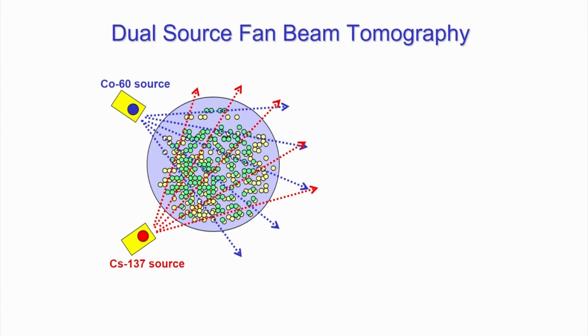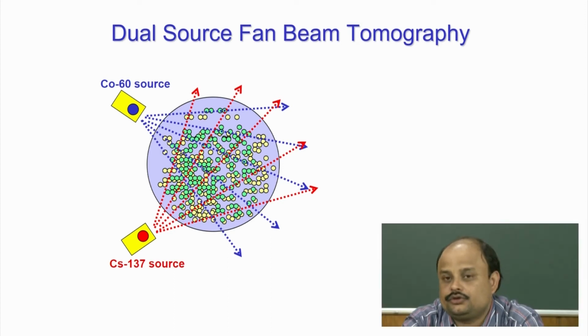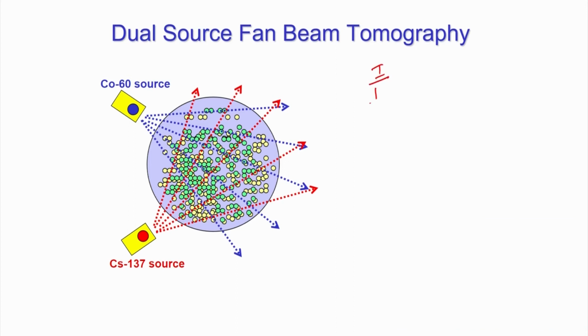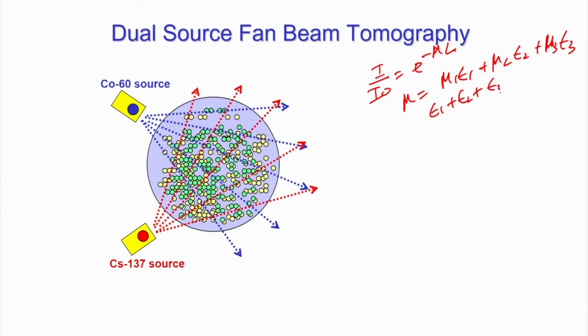Now, these things are being used in two phase flow. Now, suppose I have a three phase flow, okay, so what will happen? We will not be able to solve that with the current situation. Whatever I have discussed, you cannot solve a three phase flow problem. Why? Because now you have three phases. So, if you solve, I upon I naught is e raised to the power minus mu L, and that mu is mu 1 epsilon 1 plus mu 2 epsilon 2 plus mu 3 epsilon 3. Why? Because now you have three phases, that line average attenuation coefficient will be a function of all the three phase volume fractions. Okay. And epsilon 1 plus epsilon 2 plus epsilon 3 is equal to 1.